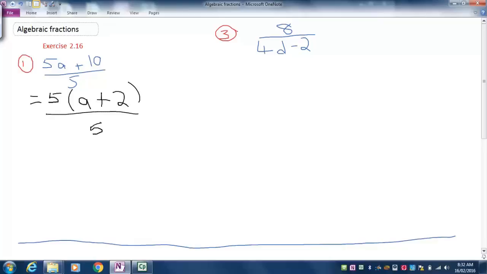Now it's important to factorise there because I can only cancel out something that's a common factor to every single term in that original expression. So that 5 now cancels with that 5 and I'm left with A plus 2 as my final answer.